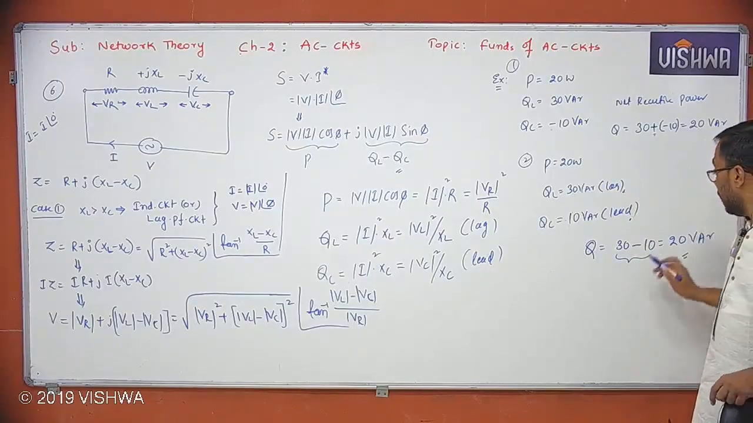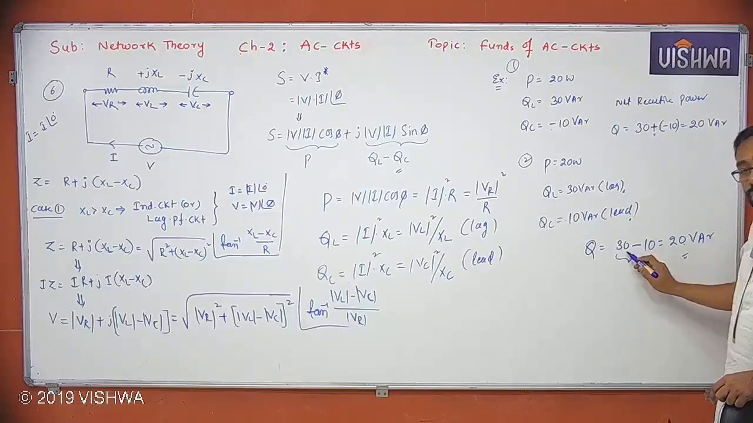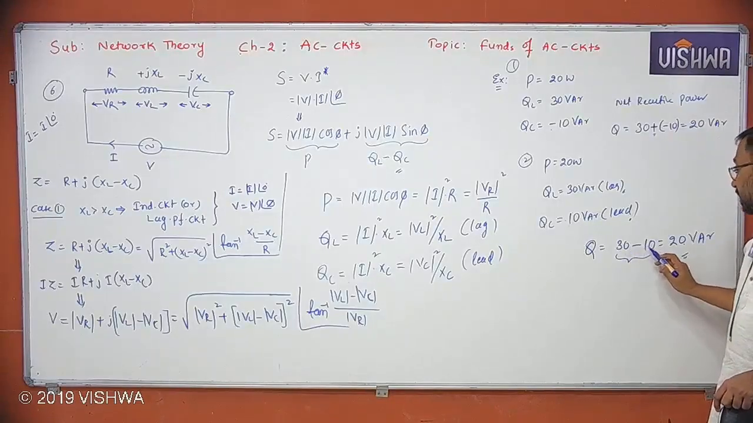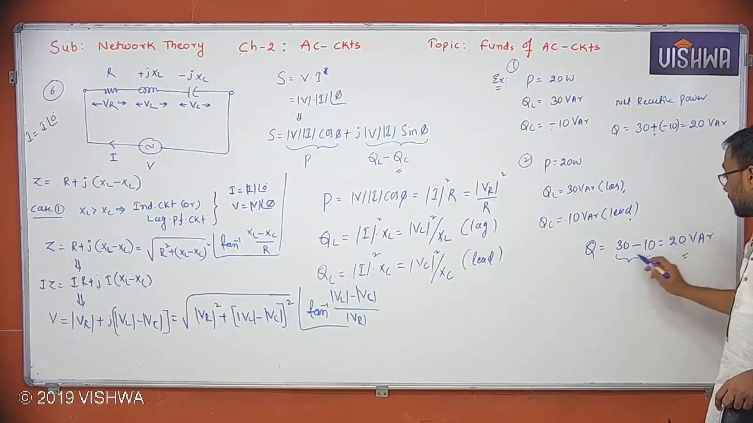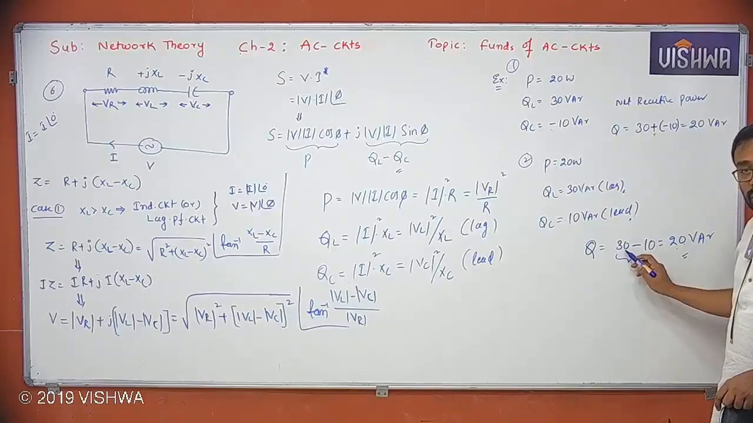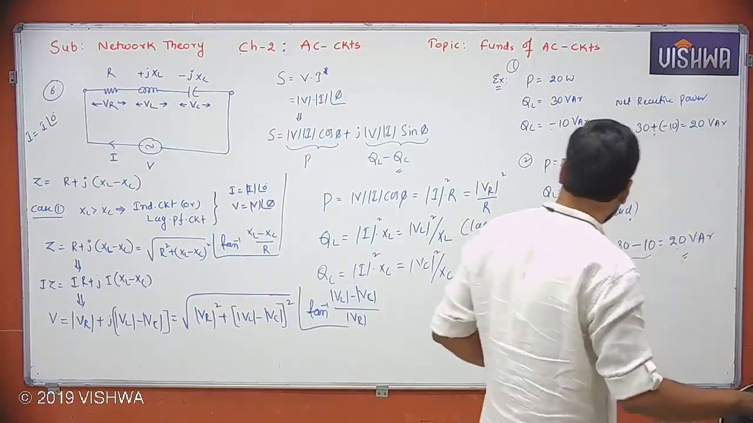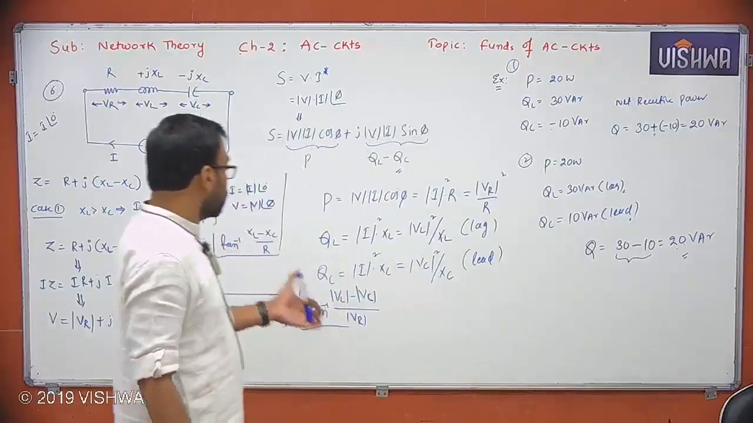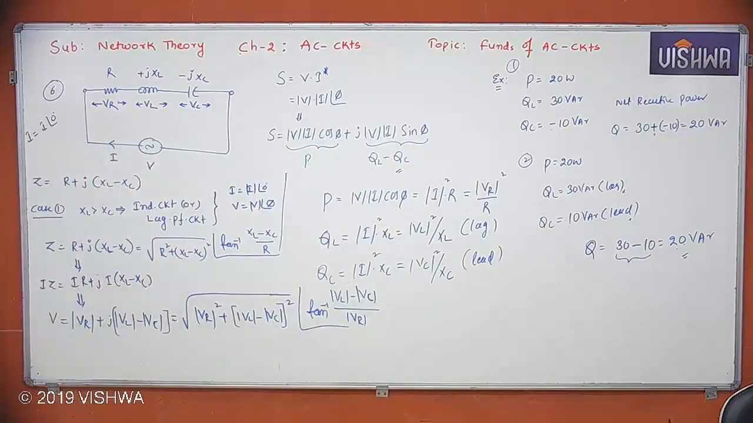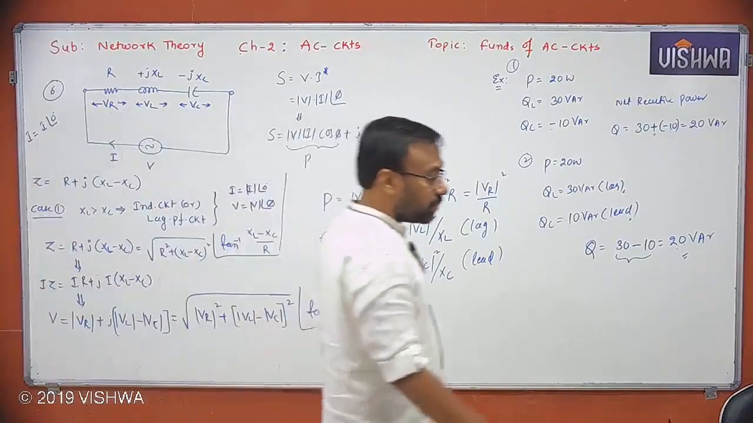No doubt that will be less than the highest value, because 30 minus 10, then this resultant is less than what? This 30 only. Yes or no, all of you? Okay. So it's very, very important. And let me now draw the phasor diagram. First you take down this, then I'll just draw the phasor diagram. Write down clearly, all of you.